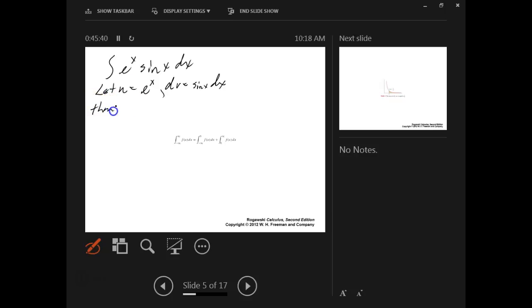Then, what do you do here? du is equal to e to the x dx, and v is equal to, this is why I wouldn't have done it this way, cosine x. Is that right? Oh, wait, yes. Okay, so it'd be negative cosine x. Good pickup there. Now, where do you go from there?